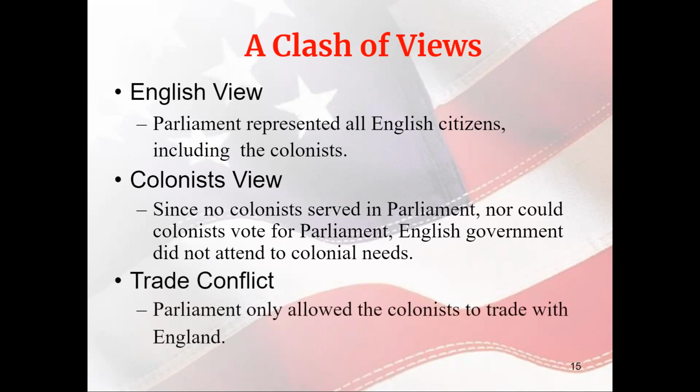let's get started. So first, we're going to take a look at the English view, okay? The Parliament represented all English citizens, okay? And this included the colonists. So in England, Parliament, their government, represented all English citizens, but this also extended to the colonists. Even though they aren't directly in England, they're still under that control of Parliament, okay?